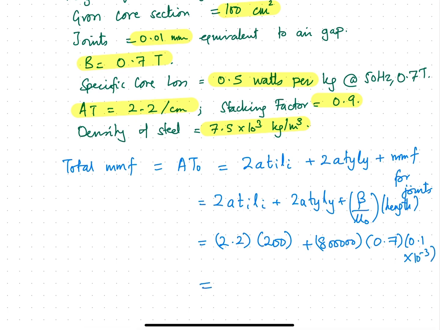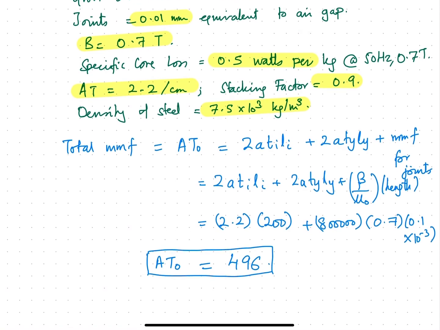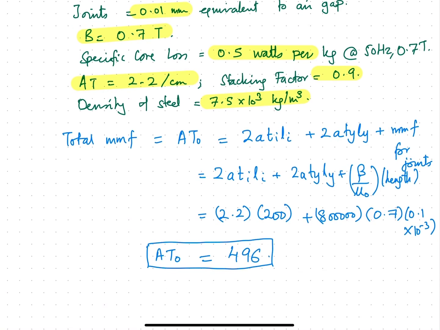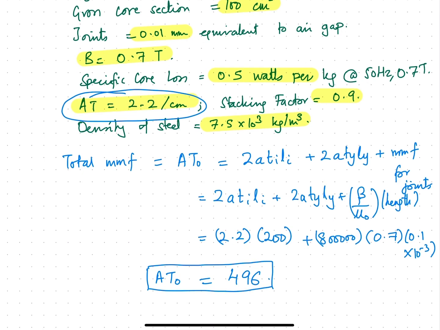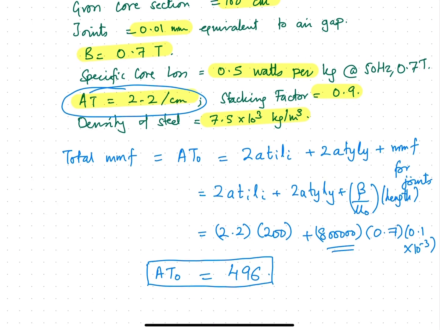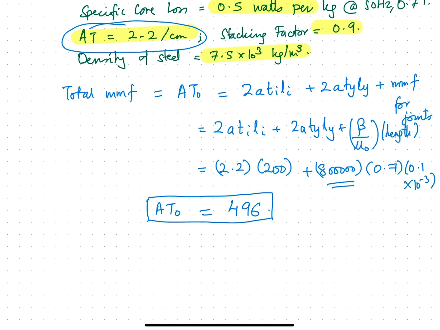So if you take the total value of this, you come out with the ampere turns equal to 496. This is the total ampere turns. What is added here: we are given the ampere turns minus the air gap, so to this we have to add this factor which we discussed in the last class. So ampere turns is 496.